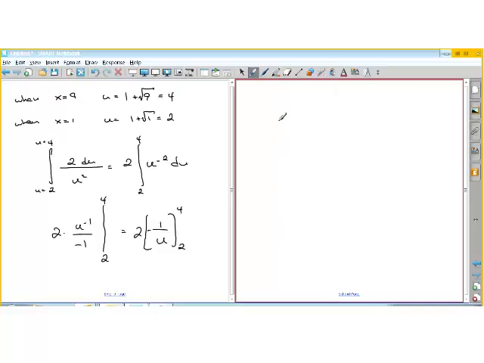So we get 2 times 1 over 4, we subtract the same expression, negative 1 over u, but evaluated at the lower limit. So you get -1/4 plus 1/2, which is 1/4. And so we get 2 times 1/4, which is 1/2. And that's problem number 77. The answer is 1/2. Remember, that's the area under the original curve.